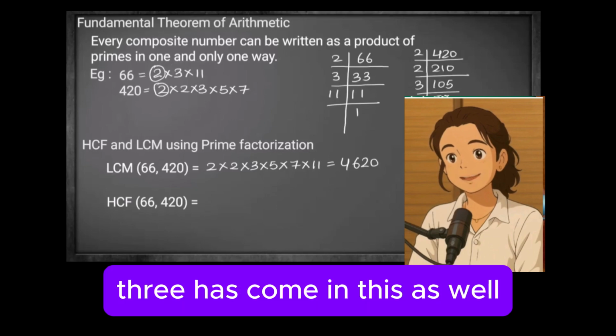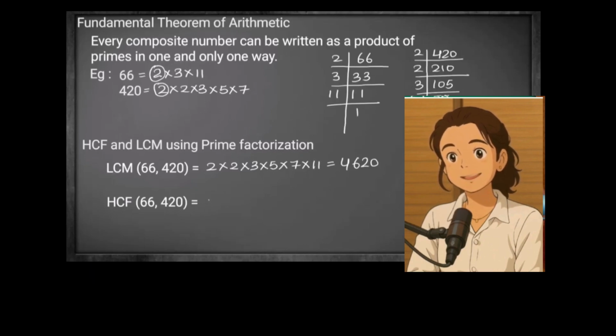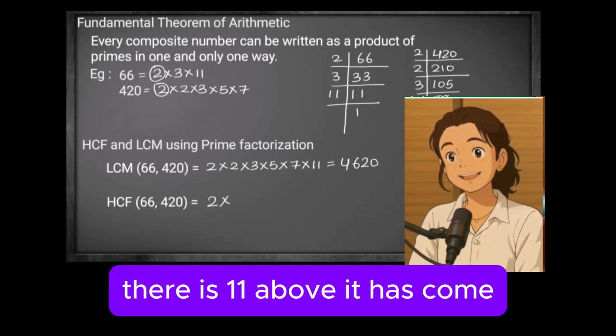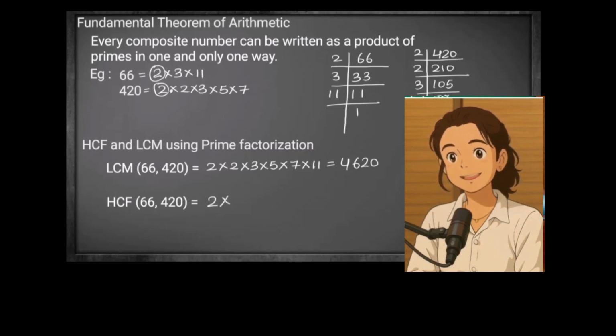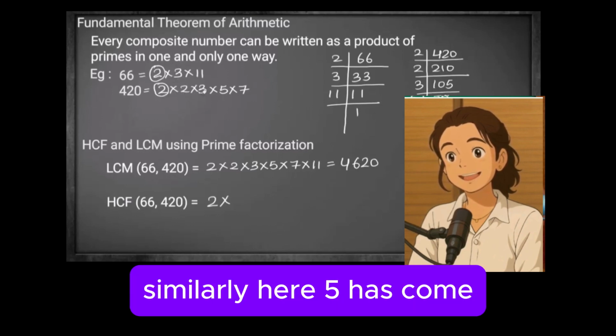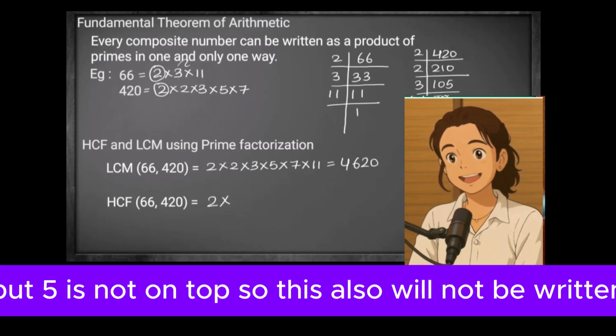3 has come in this as well. So we will write 3 here once. Apart from 3, look here. There is 11 above. It has come, but for 420, if it does not come in the factors, then it will not be written. Similarly, here 5 has come but 5 is not on top. So this also will not be written.